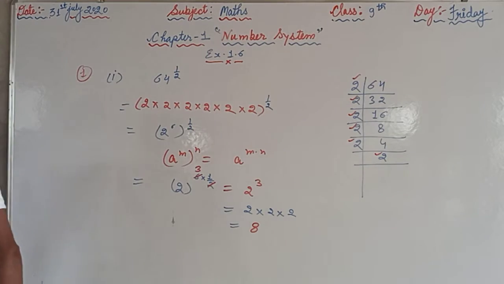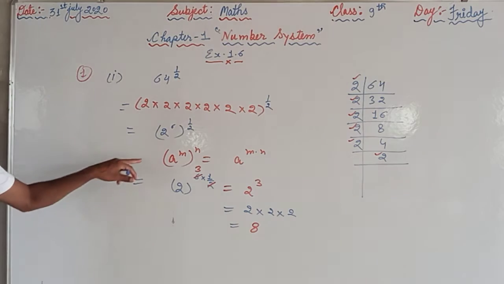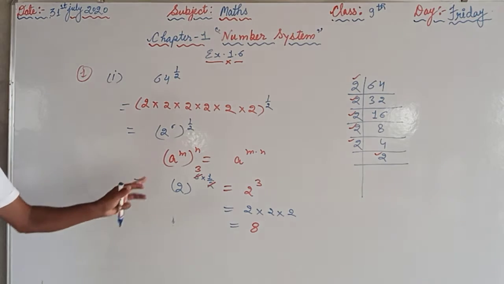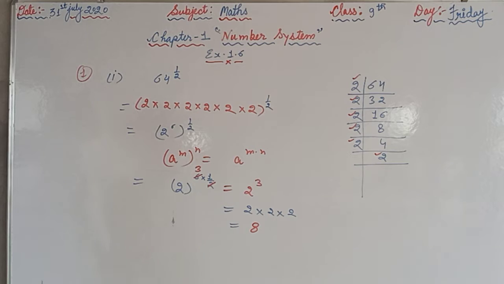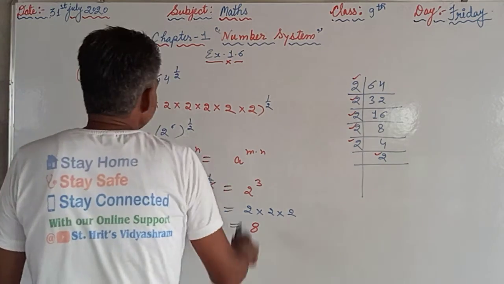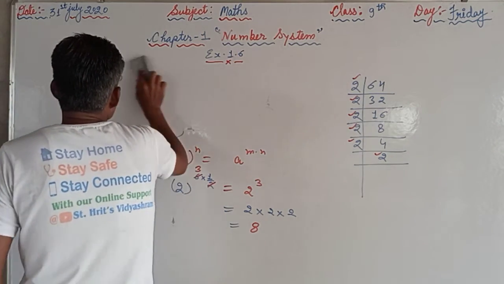I hope that you have understood the question. We have used one rule, that is a raised to power m raised to power n is equal to a raised to power m n. At the same time we will discuss the next question, that is 32 raised to power 1 upon 5.